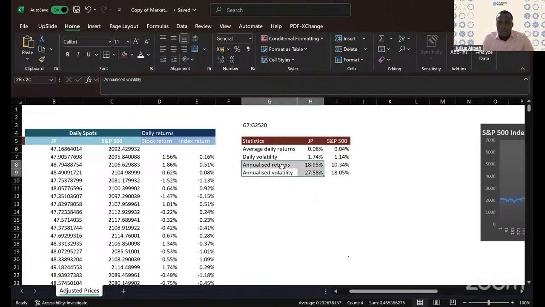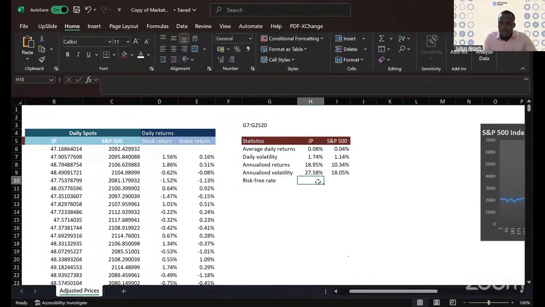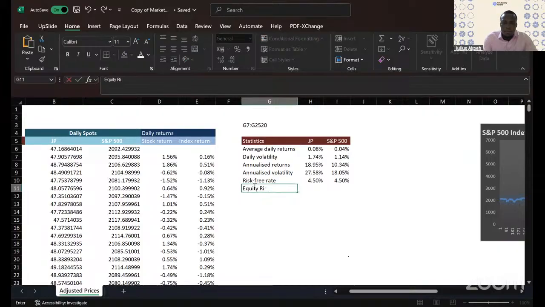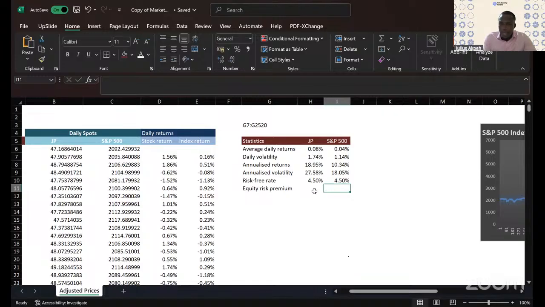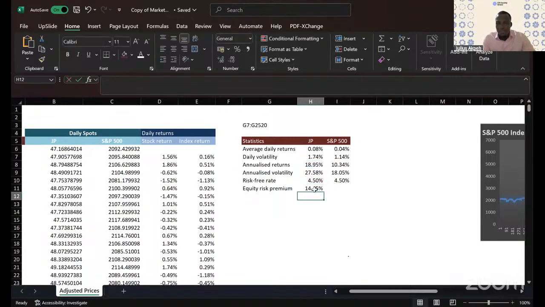Now, this is what we have: annualized return and annualized volatility. Suppose we're given risk-free rates, and let's say the risk-free rate in the United States is 4.5%. If we know the risk-free rate to be 4.5%, then the next question we're going to ask is, what is the equity risk premium? So the equity risk premium is the return on the market minus the risk-free rate, or the return on the stock minus the risk-free rate. I'm going to explain something very soon. Return on the stock minus the risk-free rate. So this is how we calculate the equity risk premium.